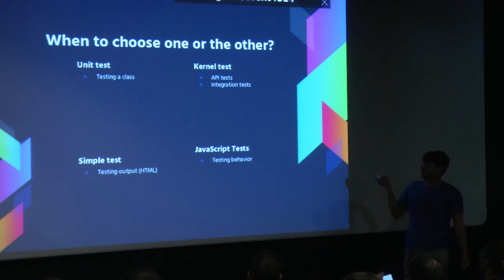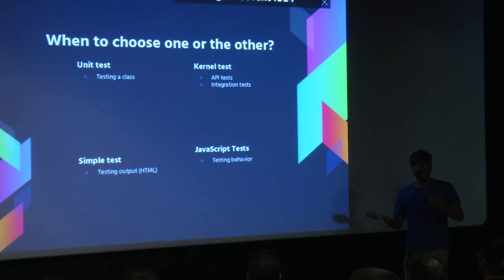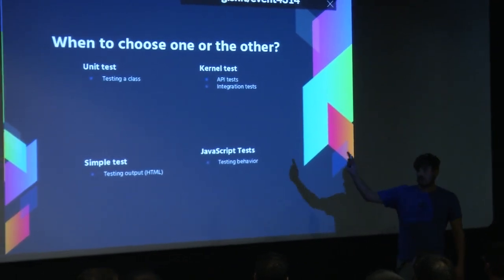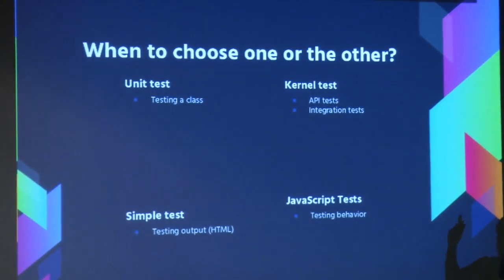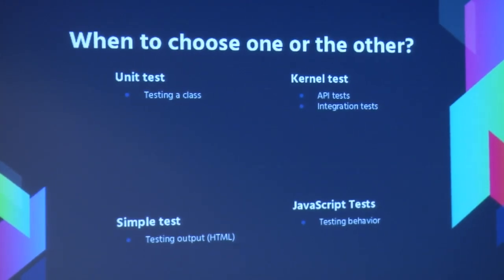For kernel test, the use case is doing unit test, but injecting some dependencies. So unit test is for testing PHP code. Kernel test is for testing PHP code in Drupal. You can have some modules enabled, you can maybe create a node and test interactions with that node, and you can do some stuff. So kernel test adds some dependencies from the Drupal system into your testing.